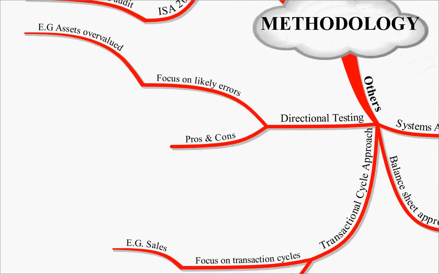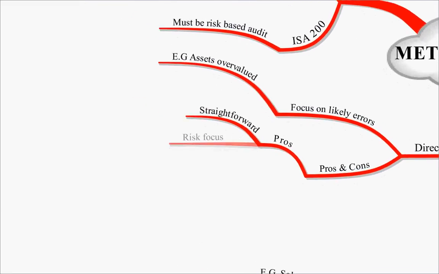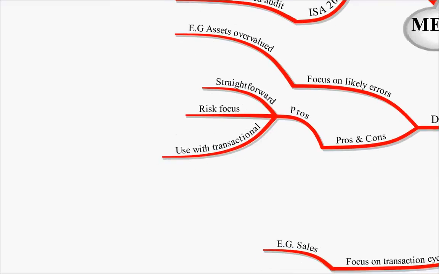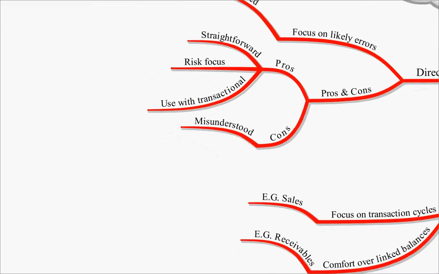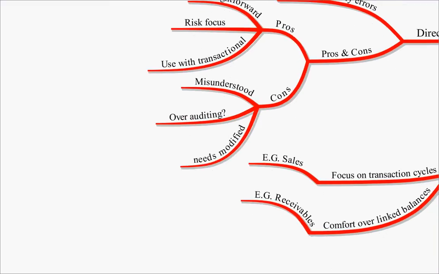The pros and cons of this, well, on the upside, it's very straightforward. It has got that risk focus that we need under the ACCA, and you can use it in conjunction with transactional testing to give quite good comfort over the balances. On the downside, it's often misunderstood. The actual way to do it is often misunderstood by auditors. It can lead to over-auditing because you tend to just test all of the balances, and it will need modification depending on the audit or the entity that you're auditing.